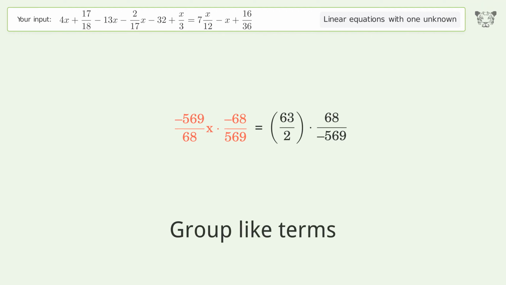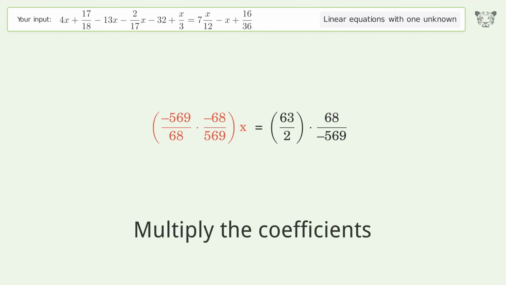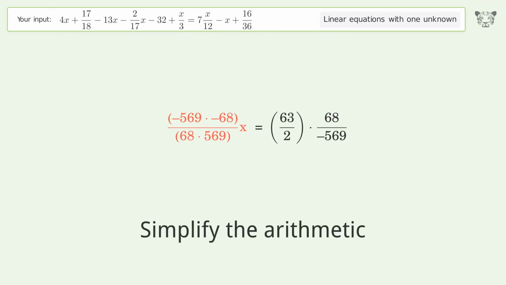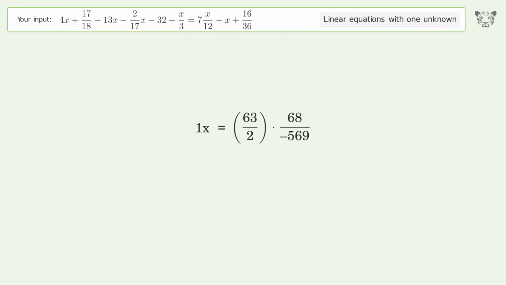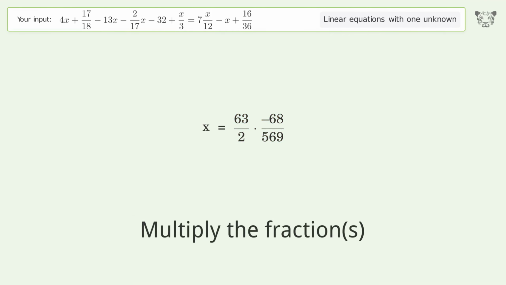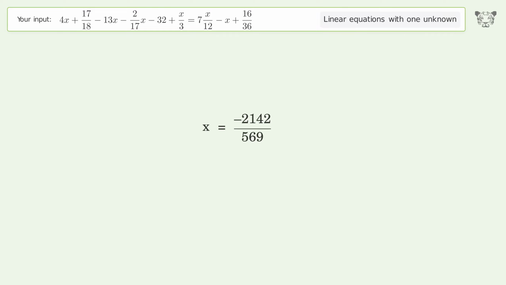Group like terms. Multiply the coefficients. Simplify the arithmetic. Move the negative sign from the denominator to the numerator. Multiply the fractions. Simplify the arithmetic. And so the final result is x equals negative 2142 over 569.